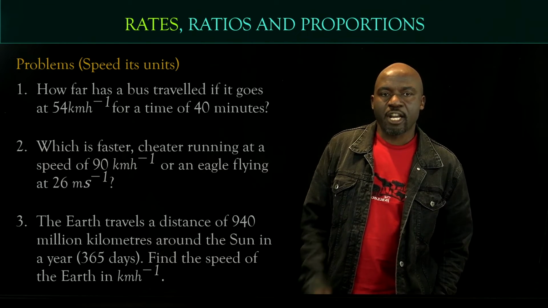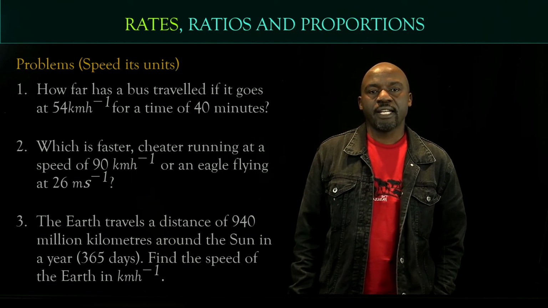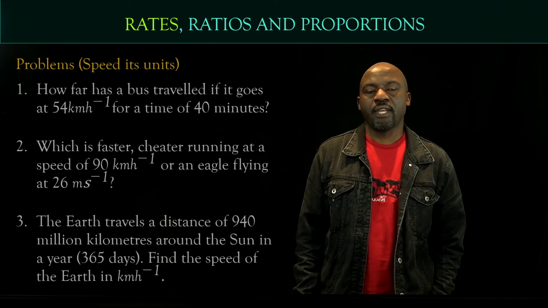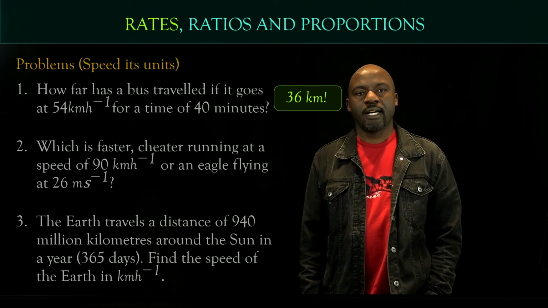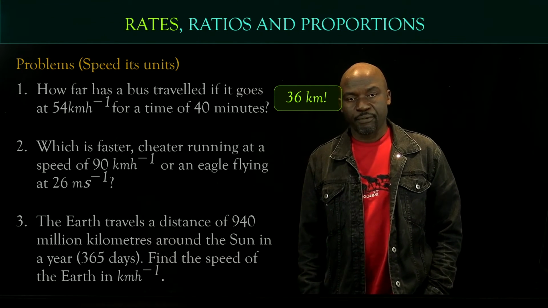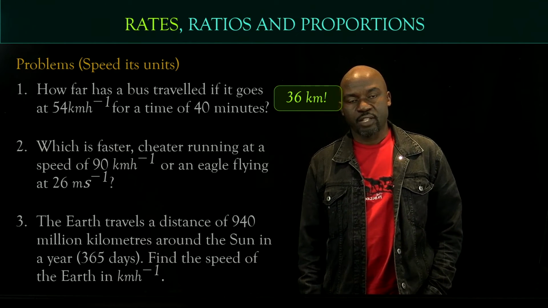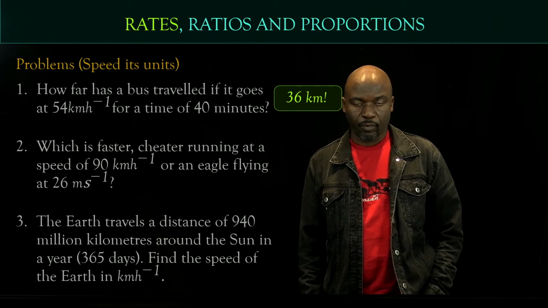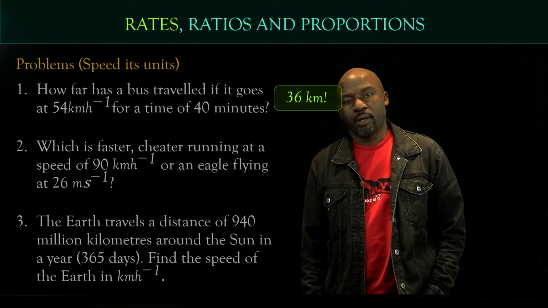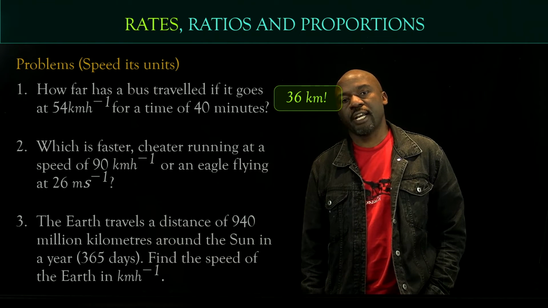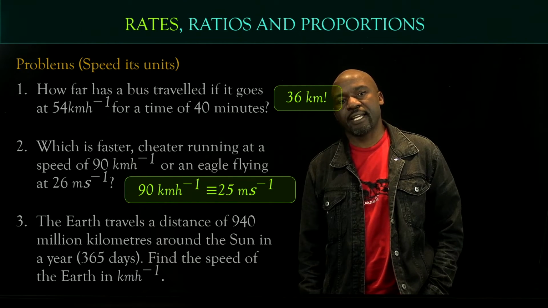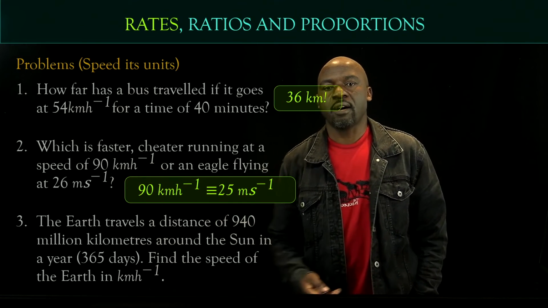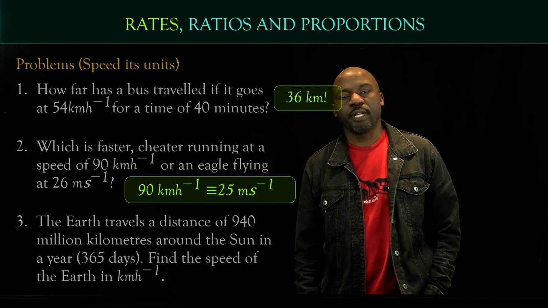Okay? Try these questions. I have given the answers, so check if the answers you get are the same as what I have here. For the first one, if you have done this correctly, you should find that in 40 minutes, the bus will have traveled 36 kilometers. For question number 2, which one is faster? Well, if you check, 90 kilometers per hour is equivalent to 25 meters per second, and therefore, if you check that out, which one is faster should be clear.